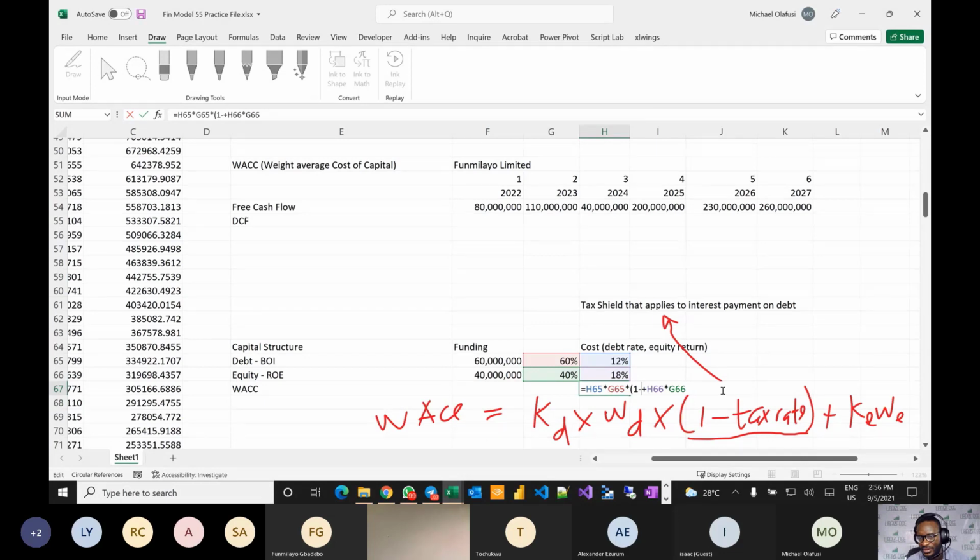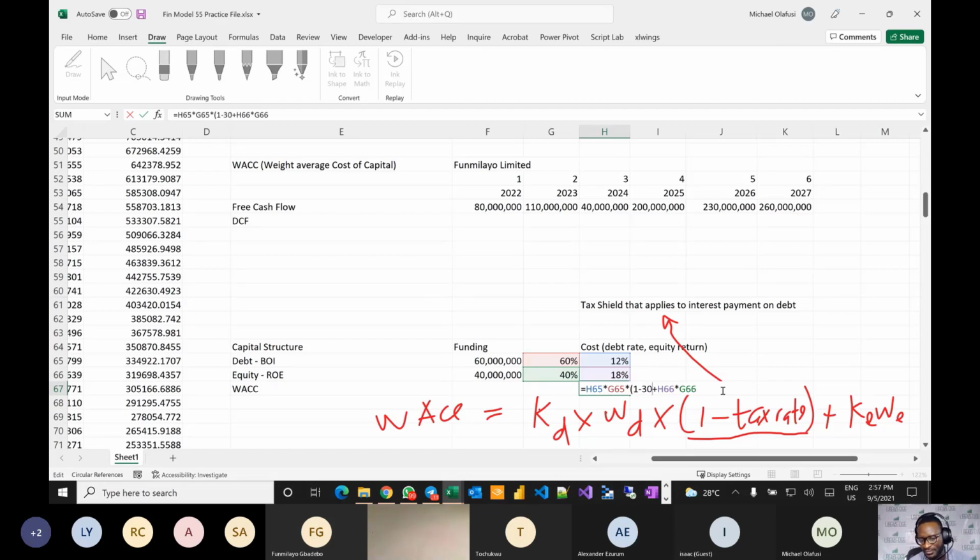The amount of tax you pay reduces because you deduct interest payment on debt before paying tax. Maybe another day I'll go into it. I've gone into it before. Maybe I'll look for the video where I explain it. But for now, I don't want us to get sucked into that rabbit hole.